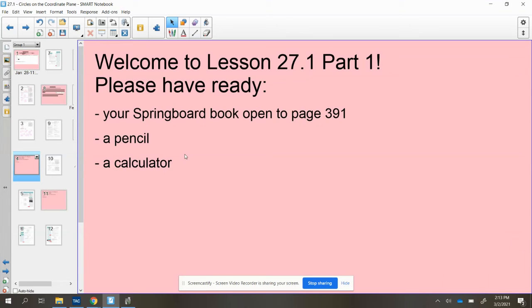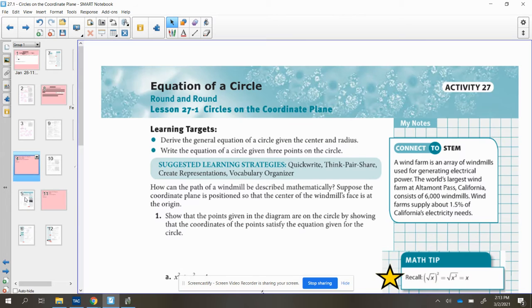Everyone, and welcome to lesson 27.1, part 1. Today we're going to split this lesson into two parts, but we're going to start on page 391. We're going to continue talking about circles, but this time specifically the equation of a circle.